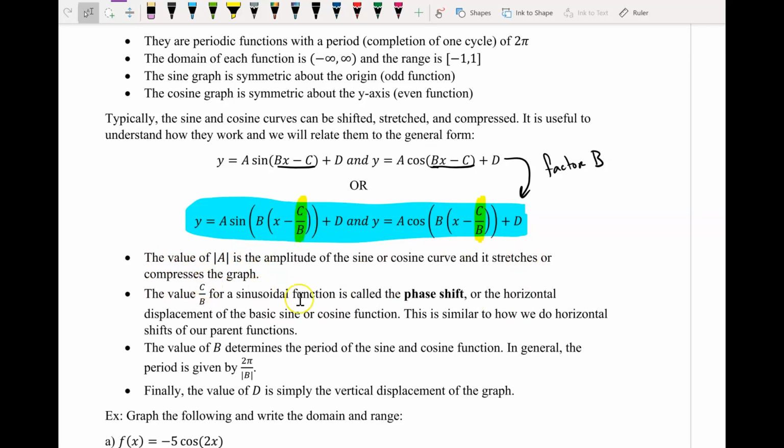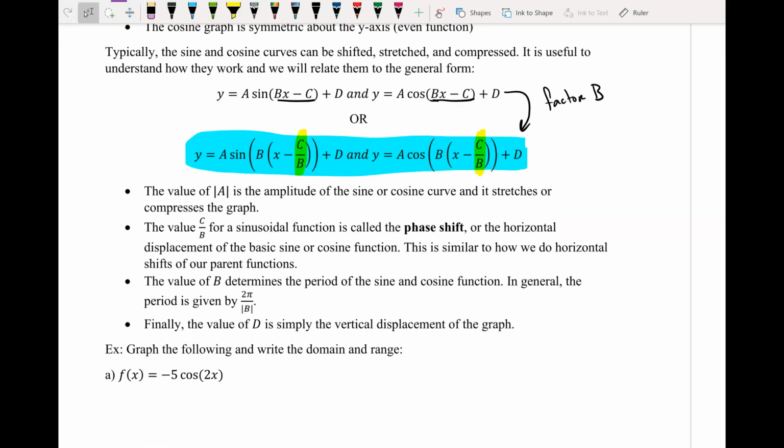The value of C over B is what we call the phase shift, or the horizontal displacement. So this is basically when you shift over to the left or to the right. Remember when we had x plus h or x minus h. This means that you shift left h units. This means shift right h units. That is what this C over B is. So whenever you factor it, whatever's left over, that's how much the x values are going to move over. Okay, and we call that the phase shift. This is similar to how we do horizontal shifts of parent functions. So that's something that we want to be able to take a look at. So the phase shift.